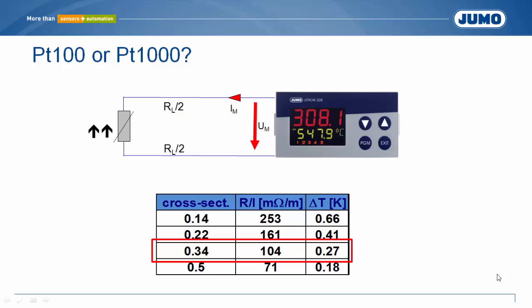In case of a PD100, a line resistance of 1 ohm corresponds to a display which is approximately 2.5 Kelvin higher. In the case of a PD1000, 1 ohm line resistance is only reflected in an approximately 0.25 Kelvin higher display. If the accuracy requirements are not particularly high, the use of a PD1000 in 2-wire circuit can be sufficient. For 2-wire circuit and the use of a connection cable with a cross-section of 0.34 square millimeters, the offset will be only 0.027 Kelvin per 1 meter connection cable.